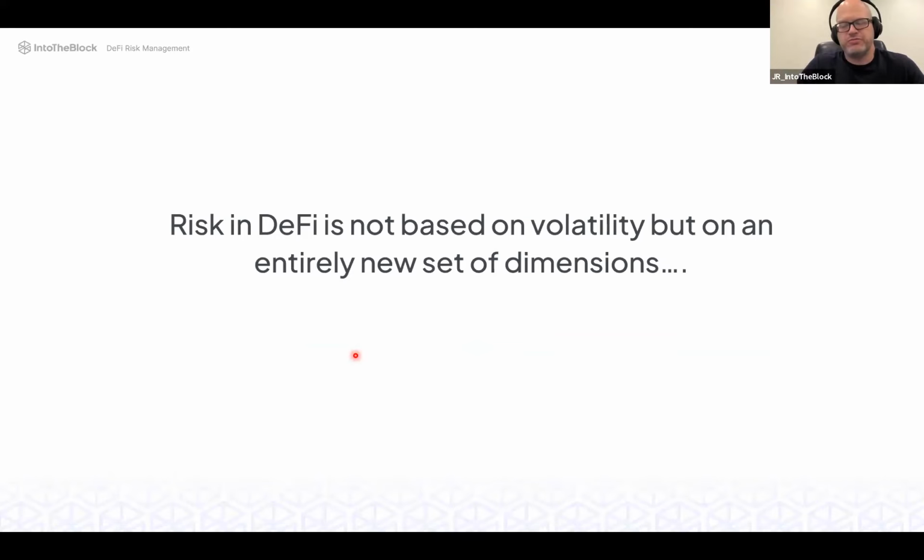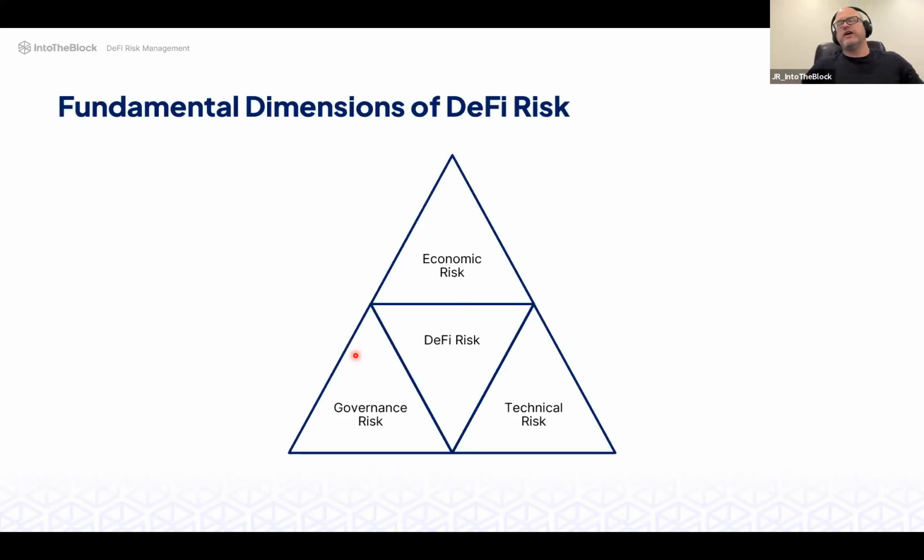So key point here: DeFi risk is about many things, but it is not about volatility. There are many frameworks to think about risk in DeFi. This is one that works very well for us. I think there are three fundamental dimensions. I even wrote and published an article in CoinDesk about this. There are three fundamental dimensions that encapsulate most conditions of risk in DeFi.